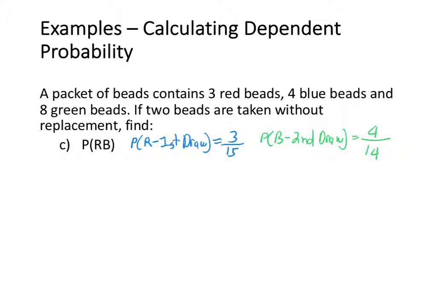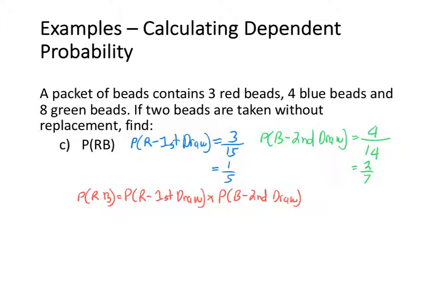Now before I go ahead and calculate my probability of getting a red and a blue, both of my probabilities can be simplified. So the probability of getting a red can be simplified to 1/5, and the probability of getting a blue can be simplified to 2/7. So now that I've got both of my probabilities in simplified form, I can calculate the probability of getting a red and a blue bead.